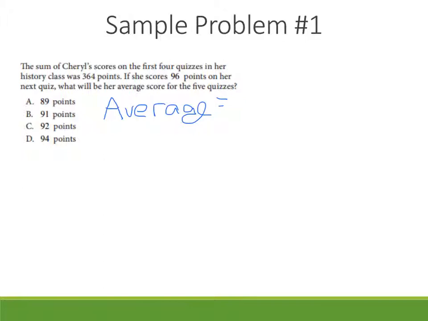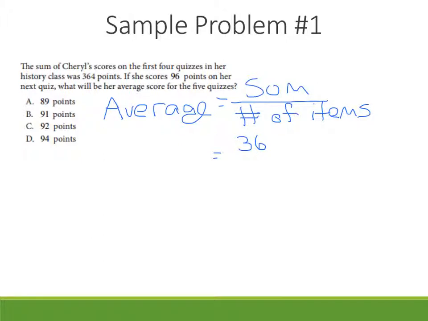An average, okay, you may have heard this as an average or a mean, is the sum divided by the number of items that you have. Alright. So if we want to find the average of Cheryl's quiz scores here, okay, first we need to add all the points together from all her quizzes. That's the sum of her quiz grades. They gave us part of that sum, right? It's going to be 364.